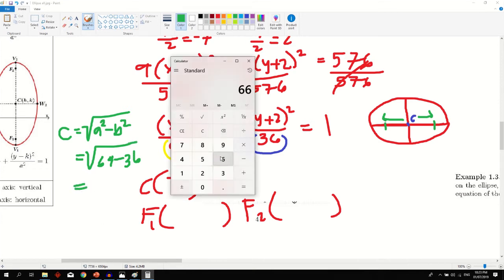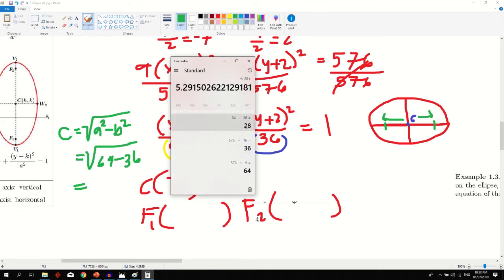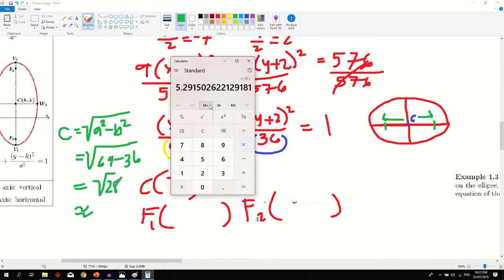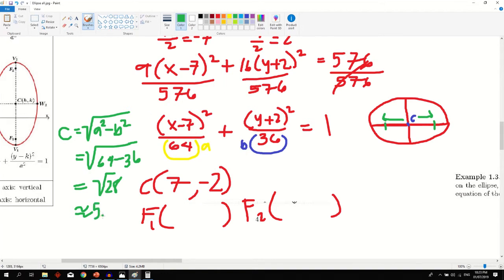What is our c? 64 minus 36, we square root that, so 5.29, or should I say the square root of 28, or approximately 5.3.